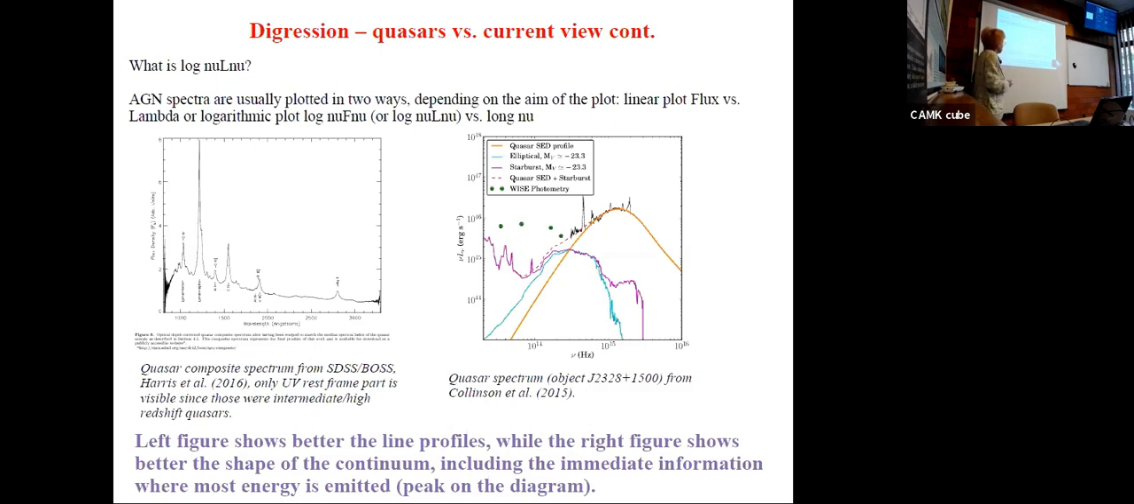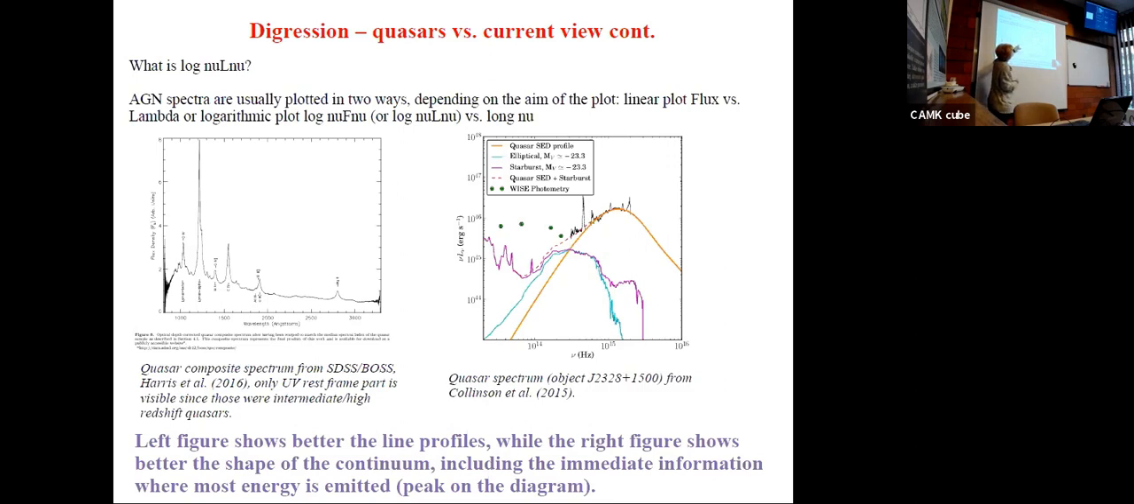We usually plot AGN spectra in two ways, and this depends on the aim, what we want to do. So for example, if we are interested in emission lines, we usually use flux on a linear scale. This is the wavelength. Wavelength is going in this direction. This is flux, also linear scale. And this is the composite quasar spectrum, relatively recent, from Harris, from SDSS BOSS. And you see here very clearly a lot of emission lines.